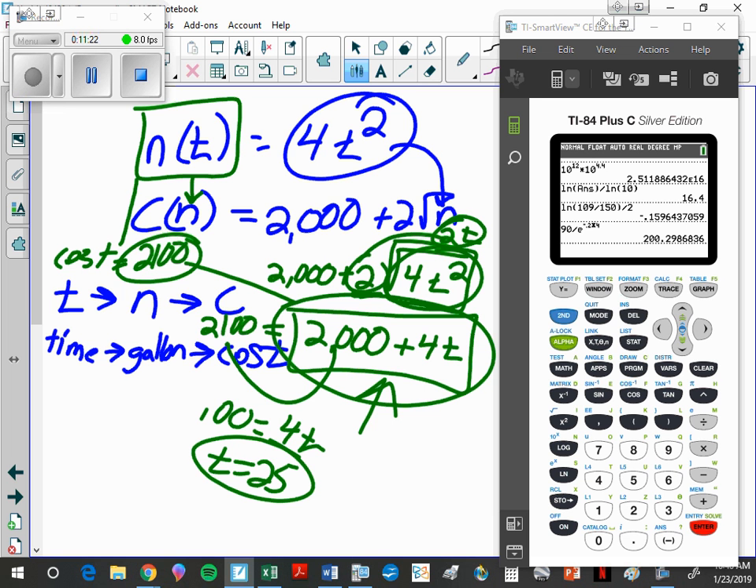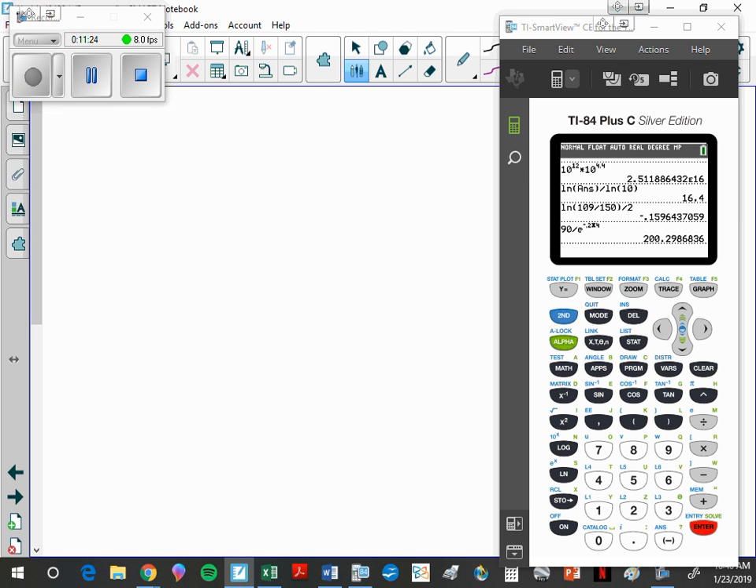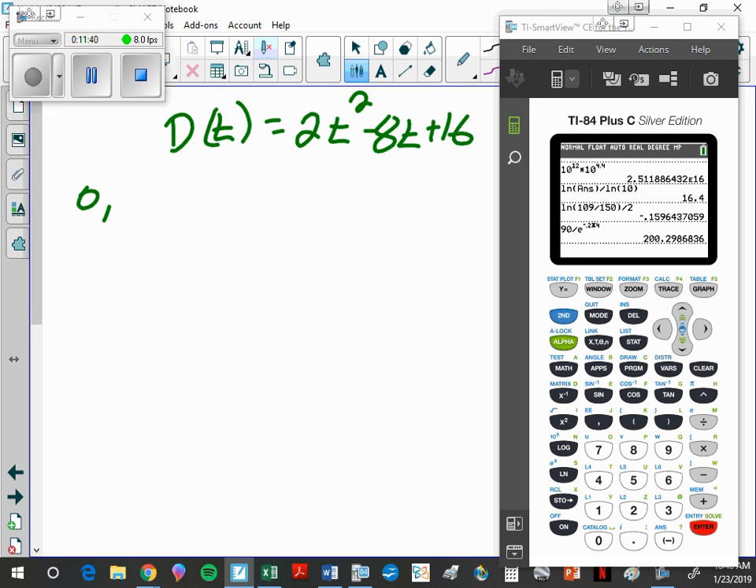All right. And so we have the equation d of t is equal to 2t squared minus 8t plus 16, and I'm going from 0 to 6. At what time will the demand be at its minimum level? Well, let's factor this. I'm going to divide by 2, and I get t squared minus 4t plus 8. Ooh, that doesn't factor. Okay, let's graph it.